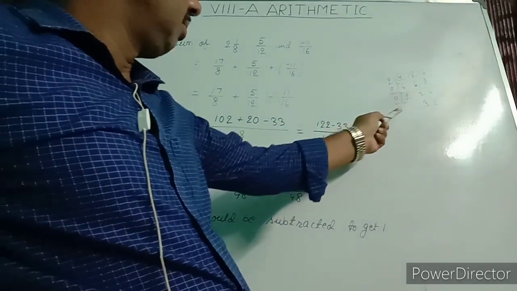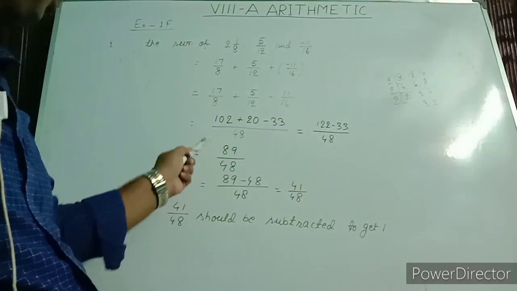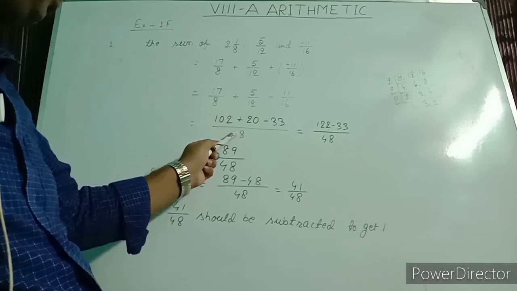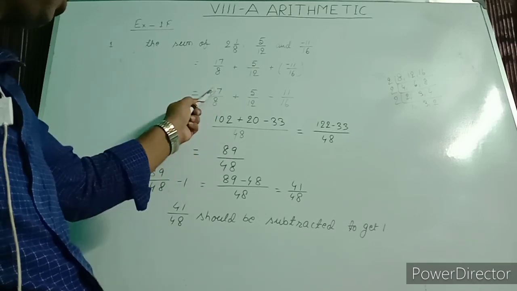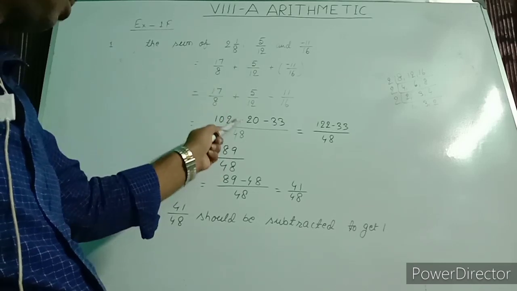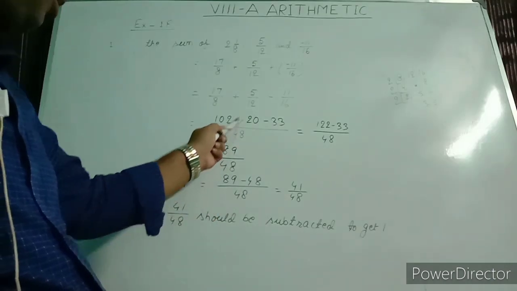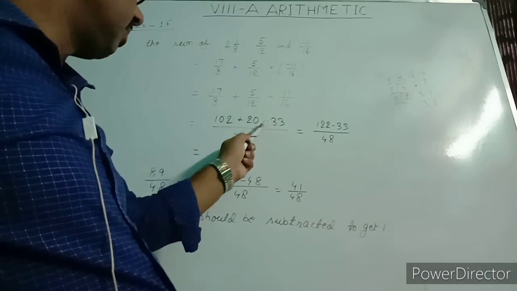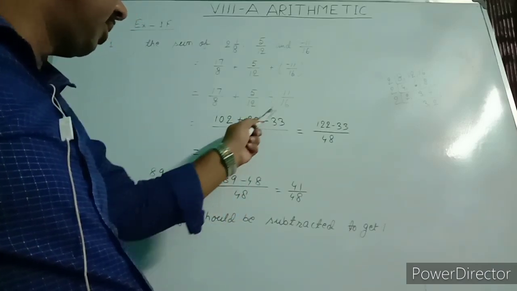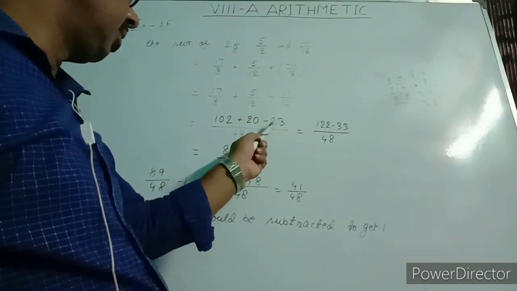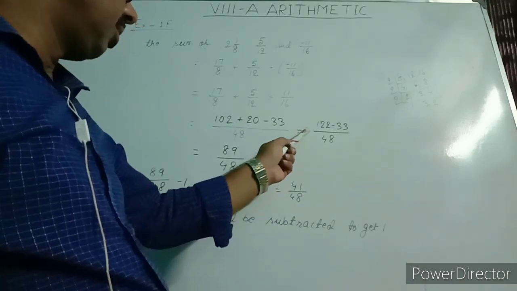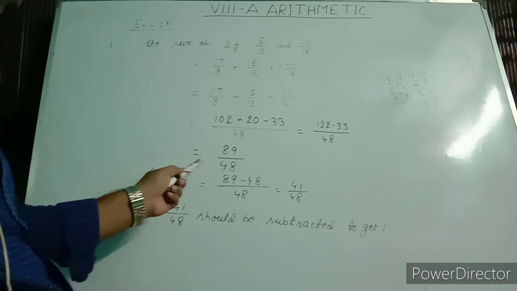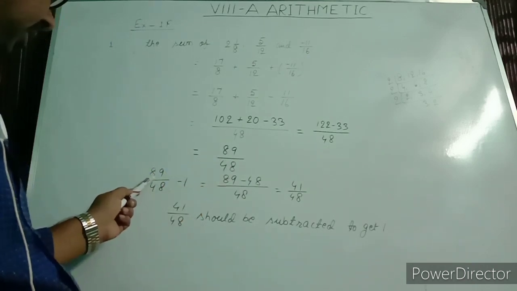LCM became 48 and the numerator: I divided 48 by 8, I got 6 into 17, 102, plus. I divided 48 by 12, I got 4 into 5, 20, minus. I divided 48 by 16, I got 3 into 11, 33. So this became equal to (122 minus 33) by 48. That is equal to 89 by 48.